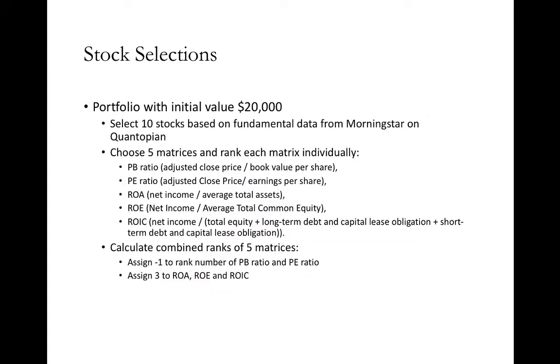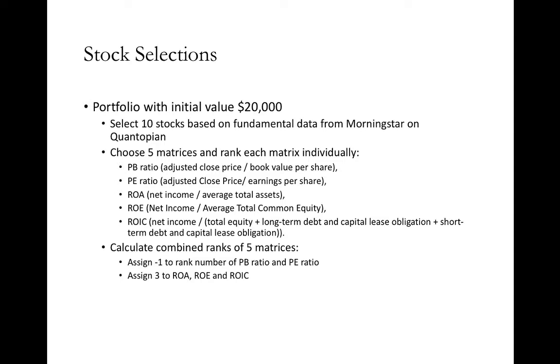So the last one is a portfolio with $20,000. We select 10 stocks based on fundamental data from Morningstar on Quantopian. First, we choose 5 metrics: PB ratio, PE ratio, ROA, ROE, ROIC. The formulas for calculations are shown here.